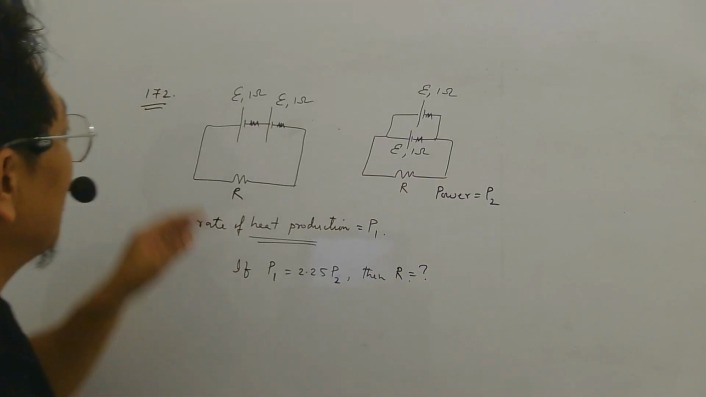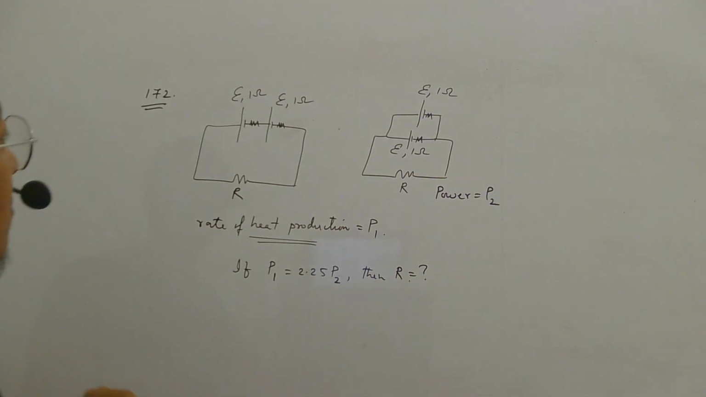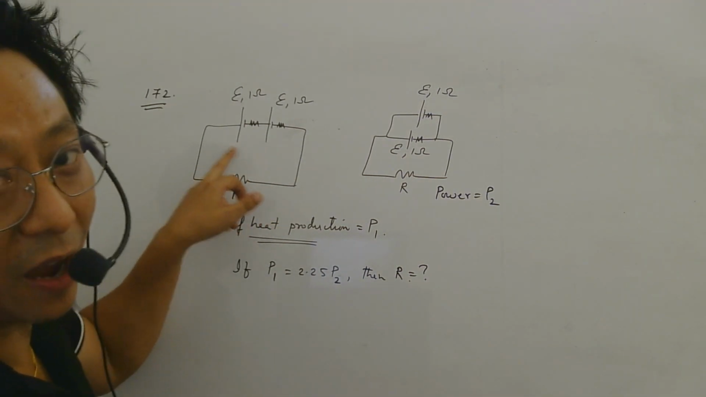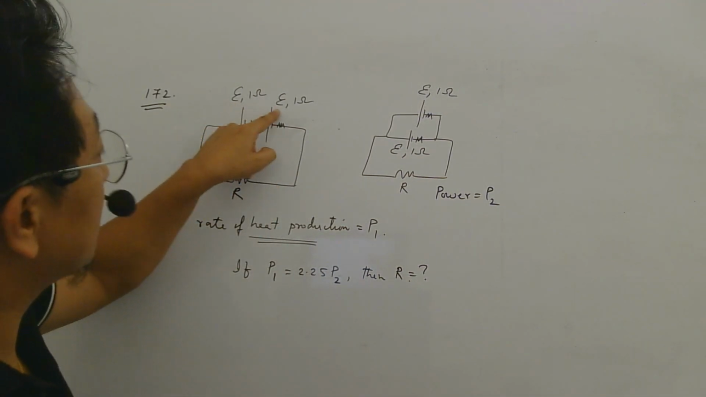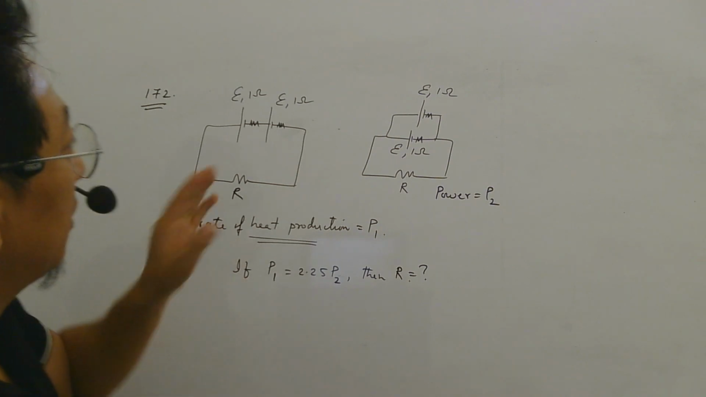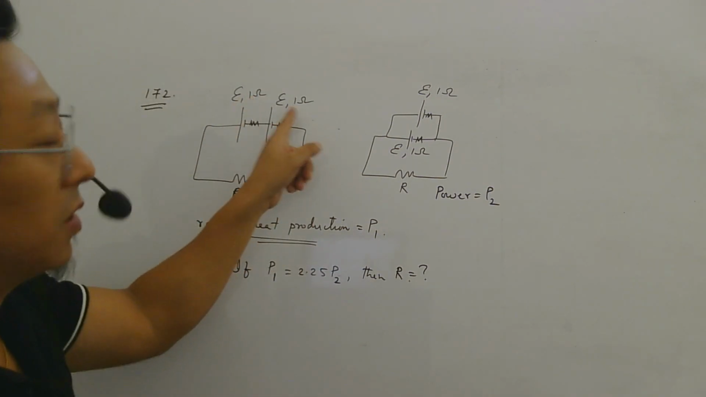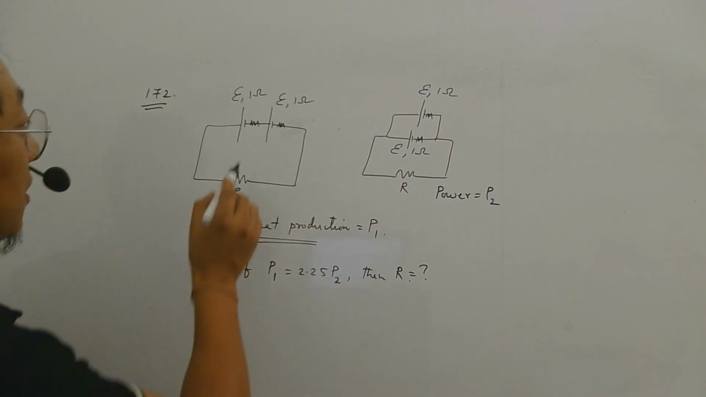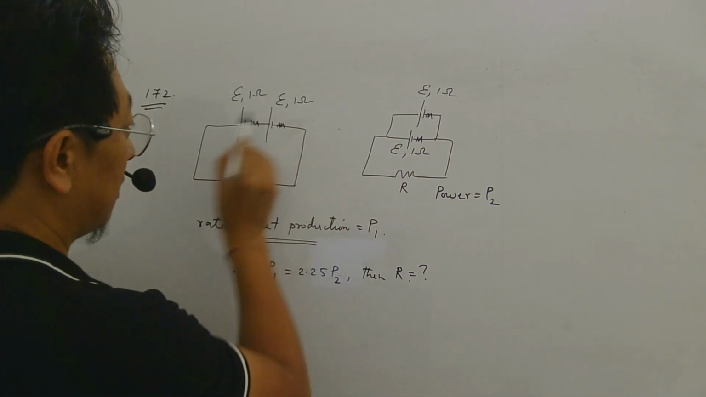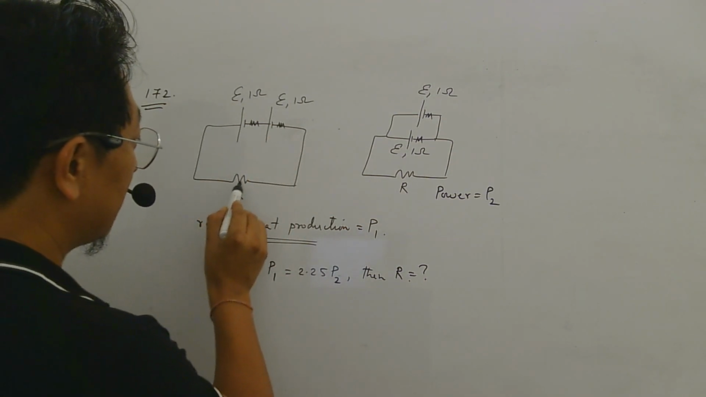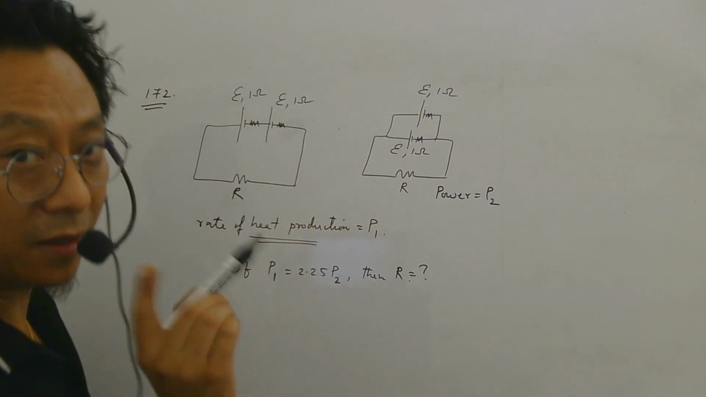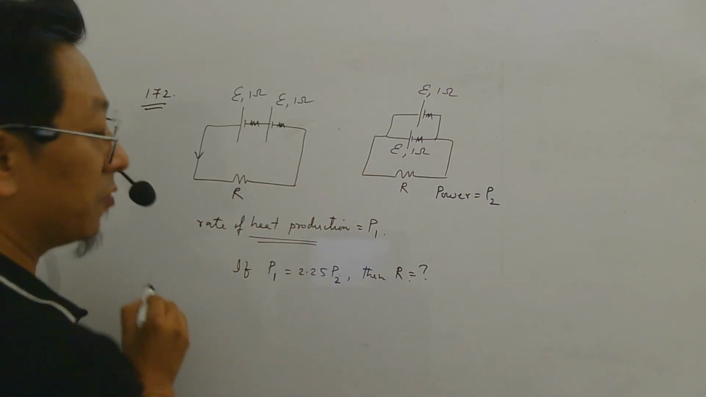Let's see the next question, question number 172. So here we have two cells identical whose EMFs are not given. Okay, so we will assume E, E. Internal resistance is given 1 ohm each. Now in the first case, the two cells are connected in series and an external resistance is connected. That time some current will flow, obviously, right?